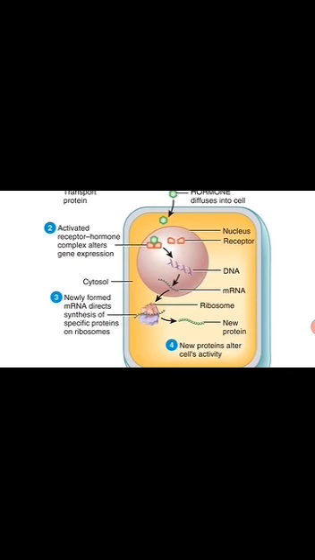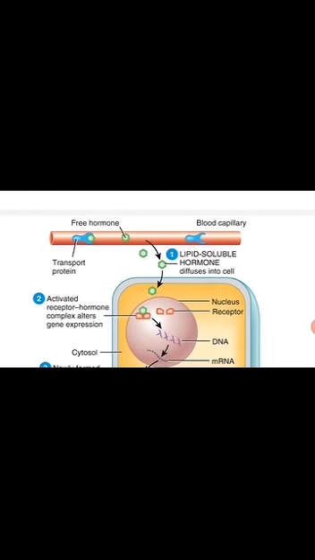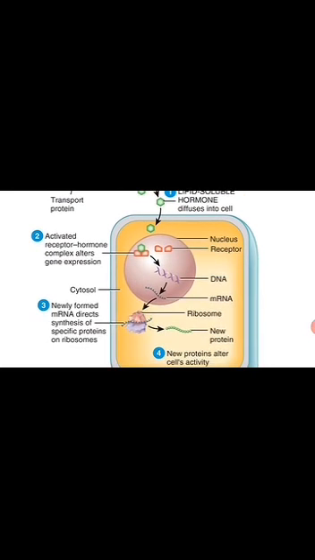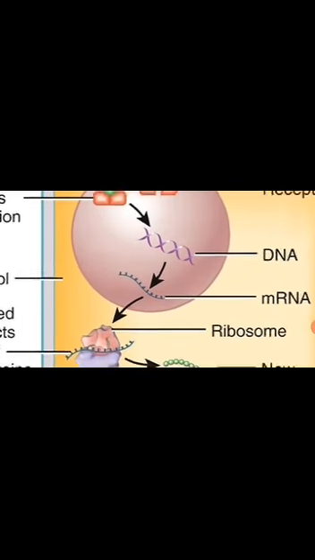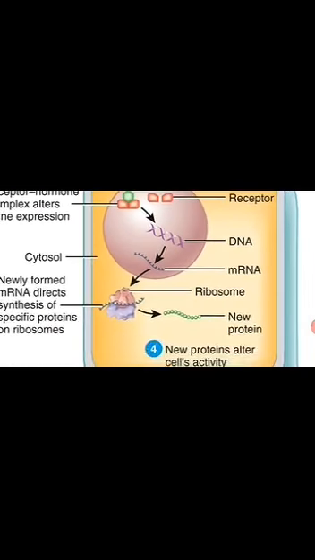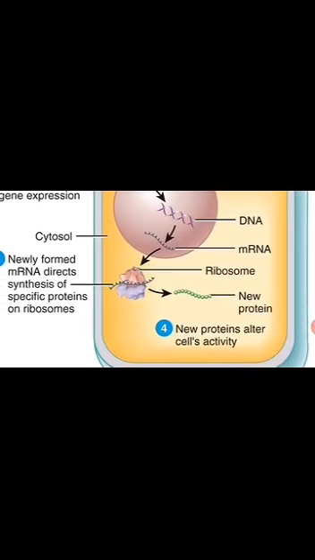It will get very clear from this diagram. These are the free hormones, which are released by the blood capillary. Now this lipid soluble hormone diffuses inside the cell. After entering the cell, it enters into the nucleus. Here they first bind with the activated receptor, the particular protein receptor, and form the complex. After forming the complex, they bind with a particular site of the DNA, and the mRNA formation takes place.